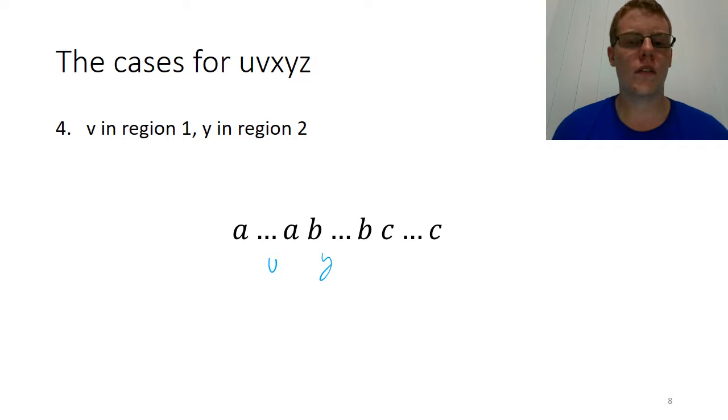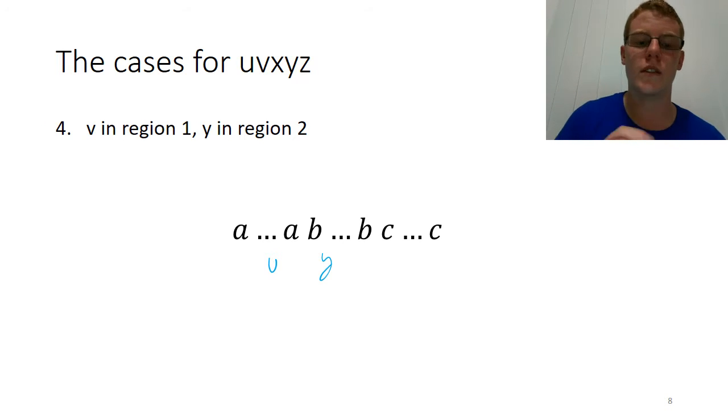Now, when we think about the fact that V or Y could either be empty, it doesn't really make sense to consider that case here, because if V is in region 1 but is empty, it's not really in region 1. So we can say that if V or Y are empty, and the other one is completely contained within one of the three regions, region 1, 2, or 3, then it really is the previous three cases that we've considered. So in this case, we're considering something that's not empty in either region 1 and region 2.